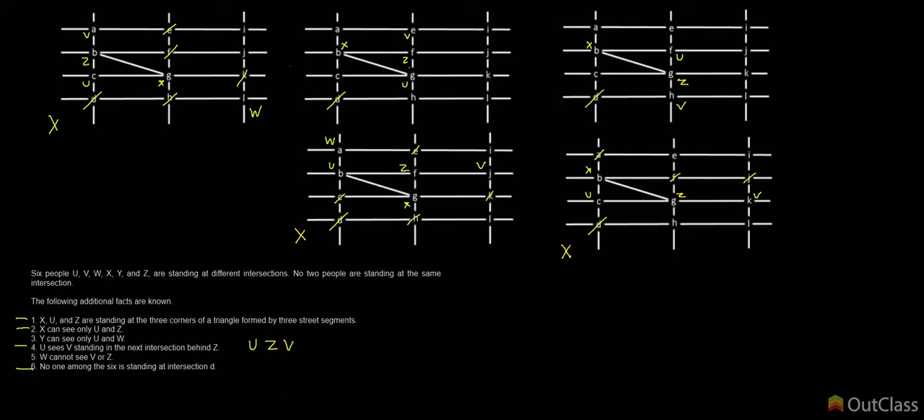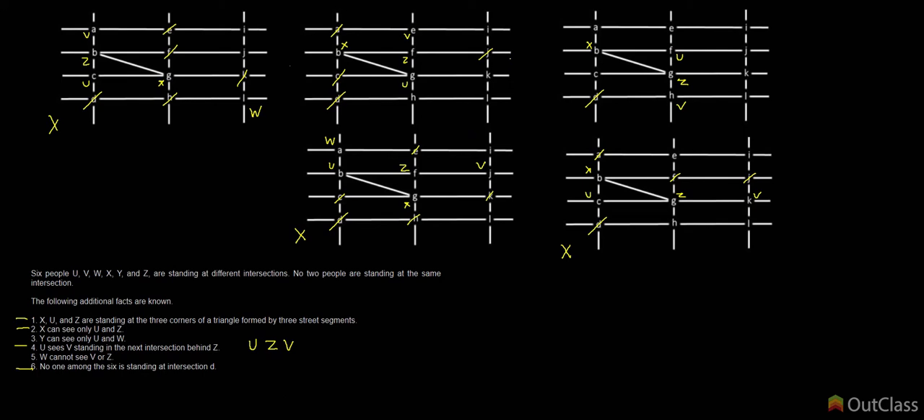You have this case in the middle. At the top, X at B, U, Z, V at intersections G, F and E. Let's see what happens. X can see only U and Z, nobody else, so strike off intersections C, A and J. W cannot see V or Z, so W is not at I, it is not at H, it can only be at K or L.